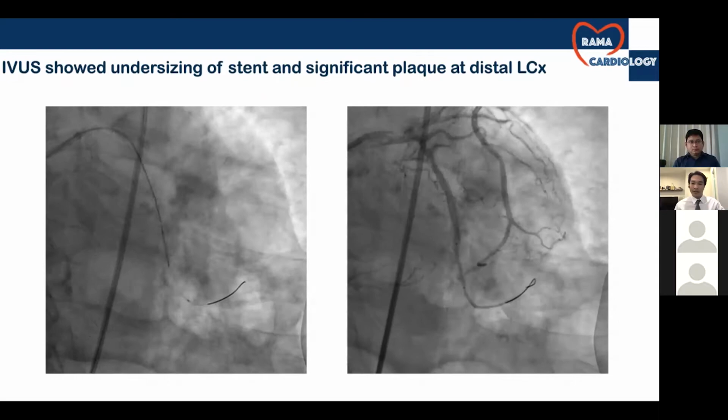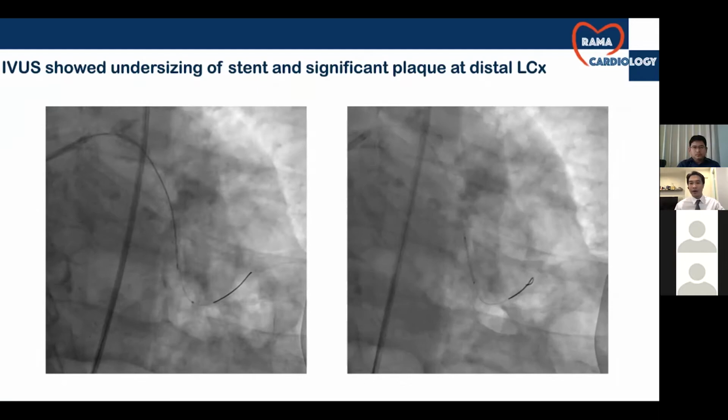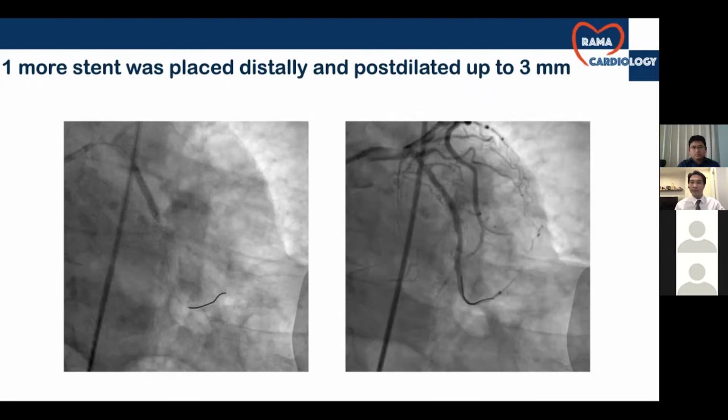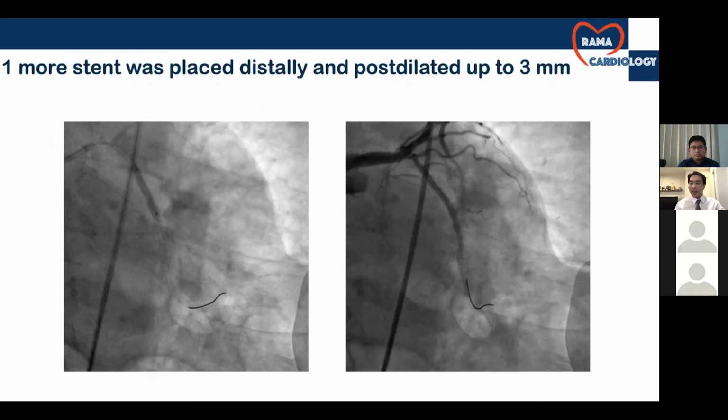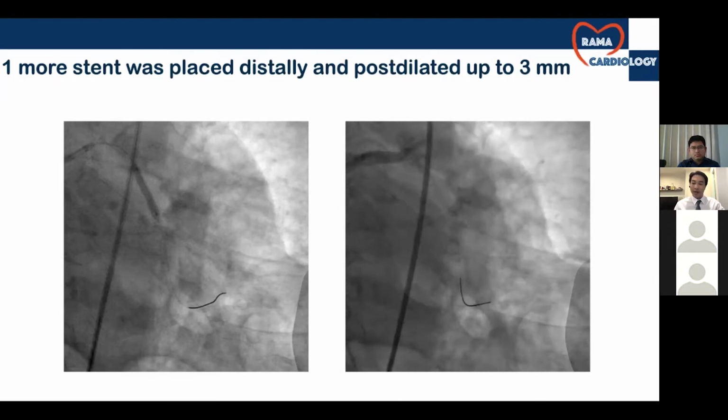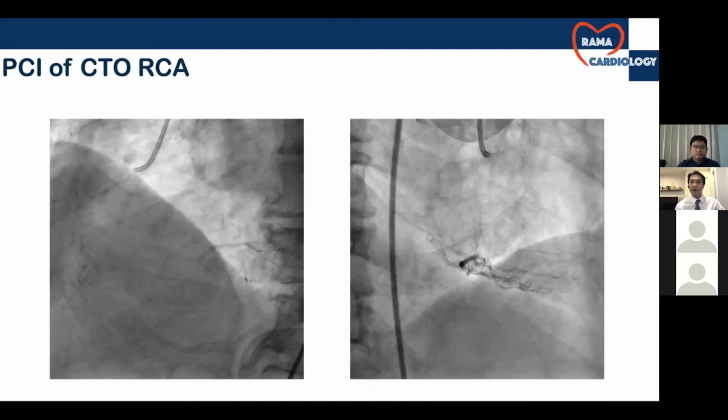And at the distal circumflex, there was a significant stenosis beyond the stent. So we put one more stent and post-dilated up to a 3 millimeter NC balloon. This is the final angiogram of the circumflex. I was sure of good stent apposition and expansion of the circumflex stent. So we moved to the CTO of the RCA at the same time.